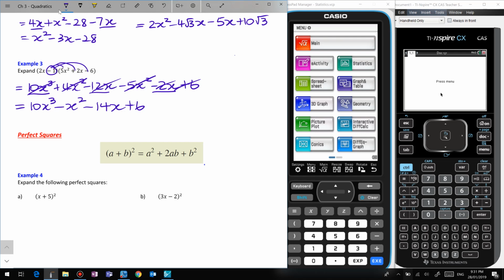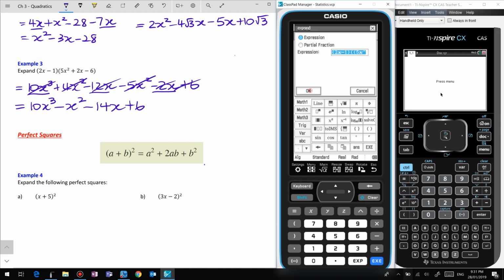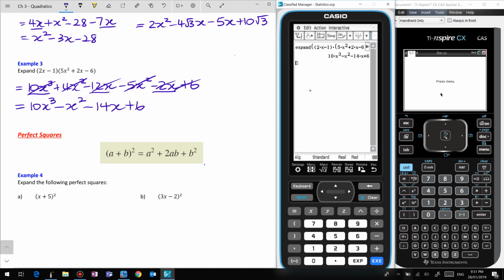Okay, now what I'm going to do is show you on your calculator to do this. On this one, we put in 2x minus 1, and then we put in 5x squared plus 2x minus 6. We highlight all of it and then choose interactive, transformation, expand and click OK. 10x cubed minus x squared minus 14x plus 6.